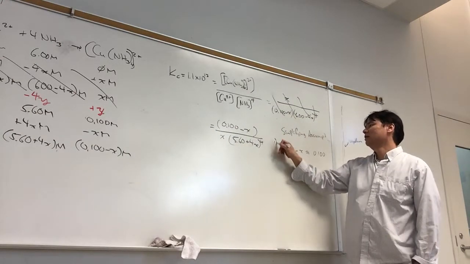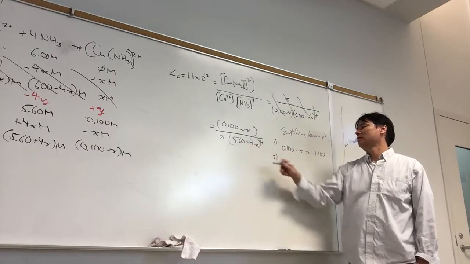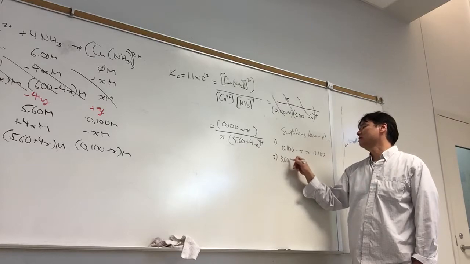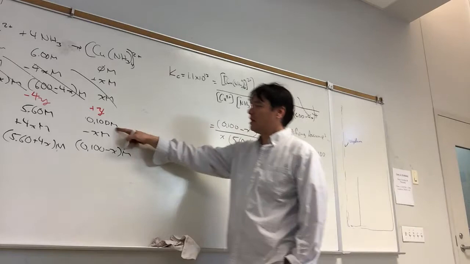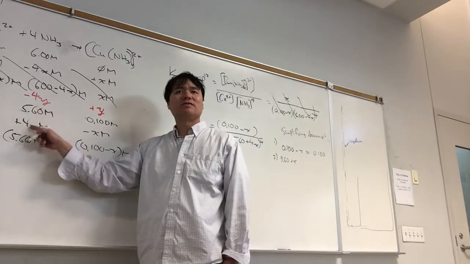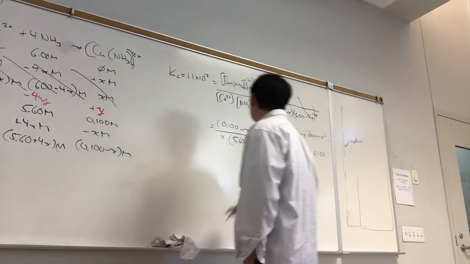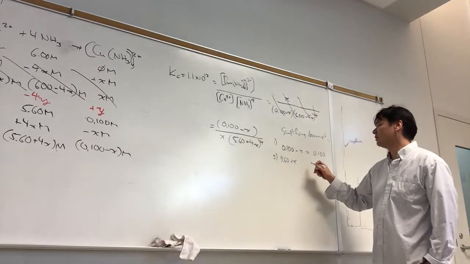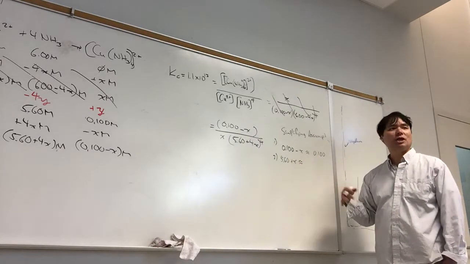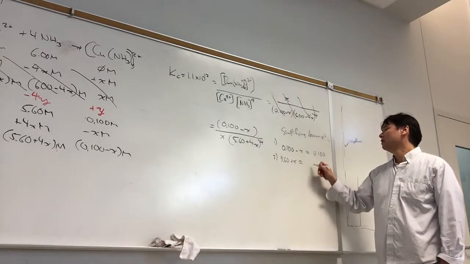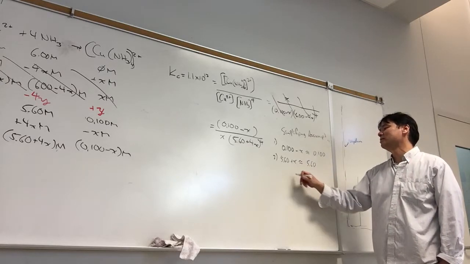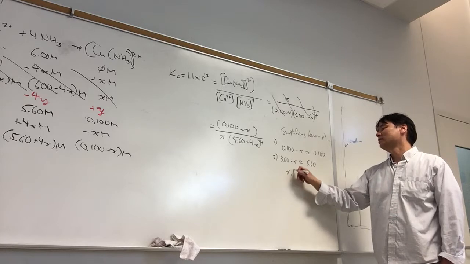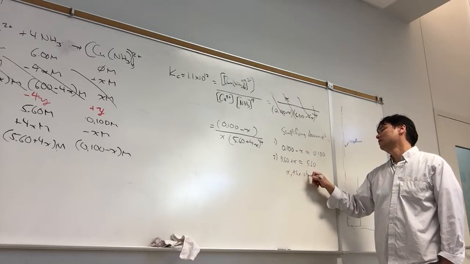Okay, that's one. Then two is this, 5.60 plus x. Well, if we're losing that little, we're not going to gain much on the left side, right? And so with 5.60 plus x, we're going to assume that x is very small. The change is very small. And so 5.60 plus x is going to be about equal to 5.60. And so x, the change, is very small.